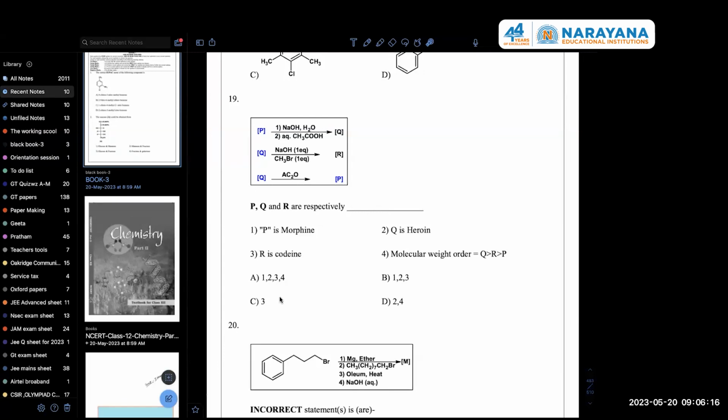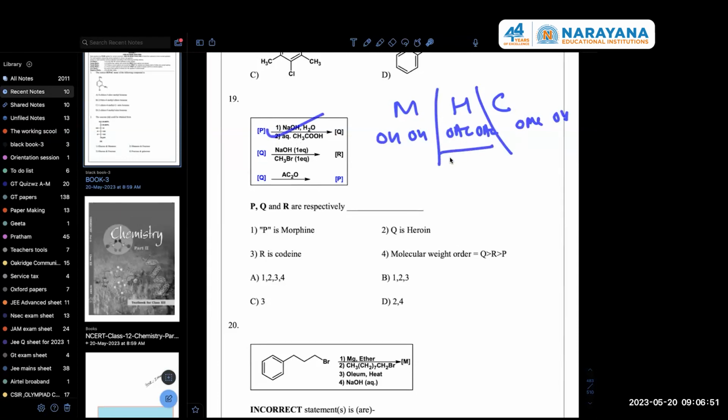Because I just tried to create some illusion, like P is morphine, Q is heroin, R is codeine, but 1, 2, and 4 are wrong answers. Only the third one is correct, codeine. Then tell me what is P? Heroin. Yes, because we are doing hydrolysis. So both should be OAc, OAc, and here both OH, OH. Here both OAc, OAc. Here O methyl and OH. That was the picture. So hydrolysis will go for heroin. Then only one NaOH, so the phenolic OH is gone and that becomes OCH3.